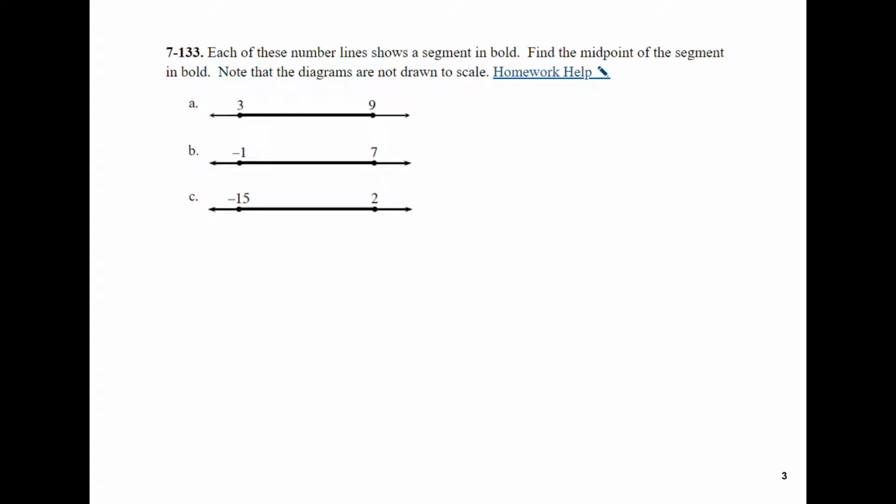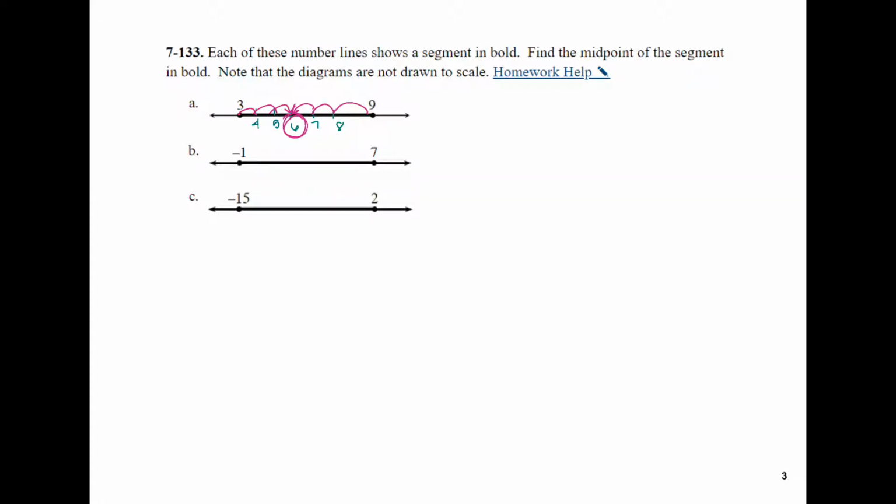7-133. Each of these number lines shows a segment in bold. Find the midpoint of the segment in bold. Note that the diagrams are not drawn to scale. So looking at A, I see that I have 3, 4, 5, 6, 7, 8, 9 if I label the numbers in between. To find what is in between 3 and 9, I could hop from both directions and notice that I end up with 6, which is the midpoint between 3 and 9.